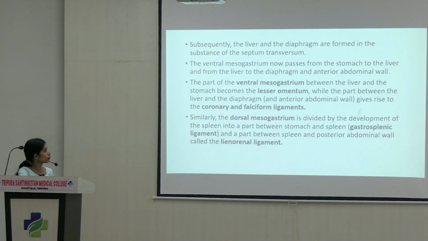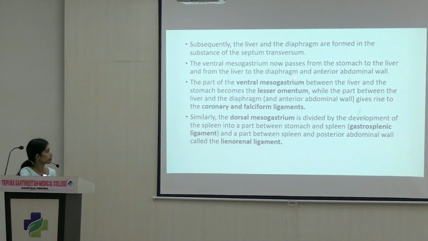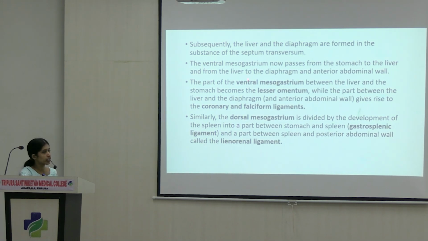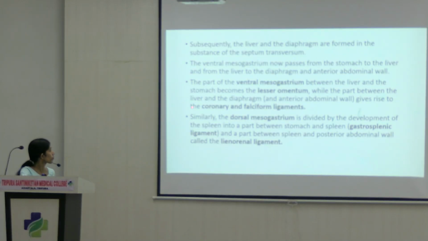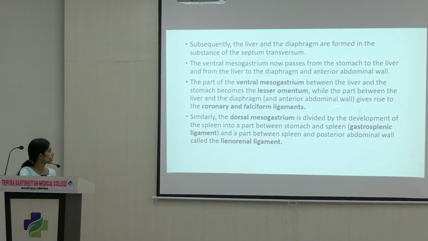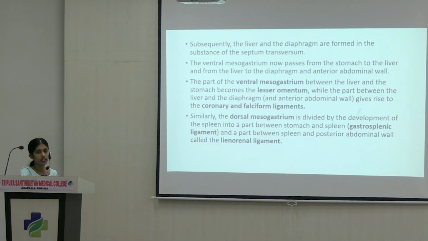Subsequently, the liver and the diaphragm are formed in the substance of the septum transversum. The ventral mesogastrium now passes from the stomach to the liver and from the liver to the diaphragm and also to your anterior abdominal wall. It is nothing but the formation of your mesentery, what we have discussed in the previous class. The part of ventral mesogastrium between the liver and the stomach becomes the lesser omentum, while the part between the liver and the diaphragm and also in the anterior abdominal wall give rise to the ligaments of your liver.